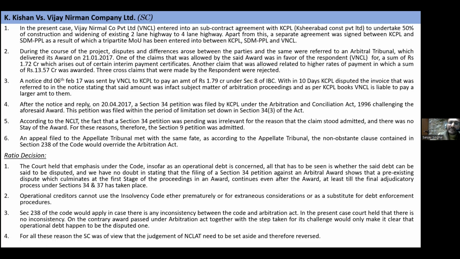When that matter went to the NCLT, the NCLT viewed that the Section 34 petition pending was irrelevant, for the reason that the claims stood admitted. Basically, NCLT admitted the application, stating that KCPL had not disputed the claim, but only said that a higher amount is pending. On that ground NCLT admitted the claim, and there was no stay of the award. So the Section 9 application was admitted by the NCLT. When the matter went to the appellate tribunal, it met with the same fate, and the decision of the NCLT was upheld.